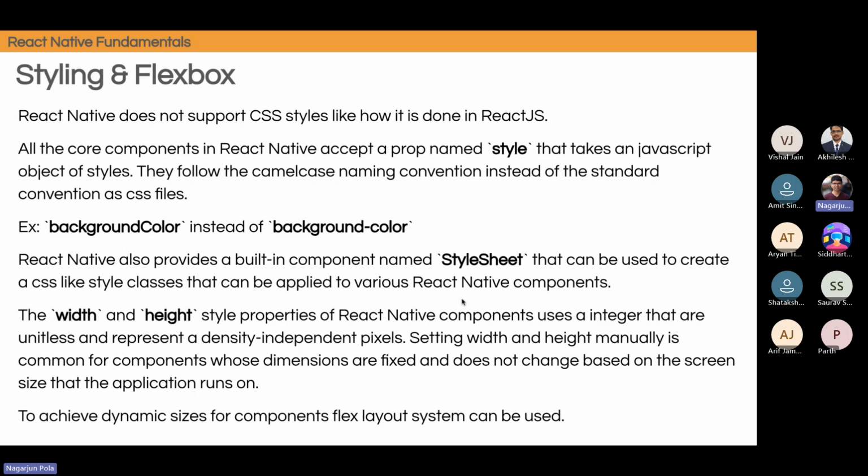So the difference between React and React Native styling is that React Native uses camel case styling, whereas React uses the regular standard CSS naming convention. So here you can see backgroundColor in React Native. This is how it is defined. Whereas in CSS, you can define background hyphen color. So all the naming conventions become camel case in React Native. And React Native provides a built-in component called StyleSheet. StyleSheet is similar to a CSS file, a CSS style sheet. So this component, you can use it to create a certain set of styles and apply it to a component.